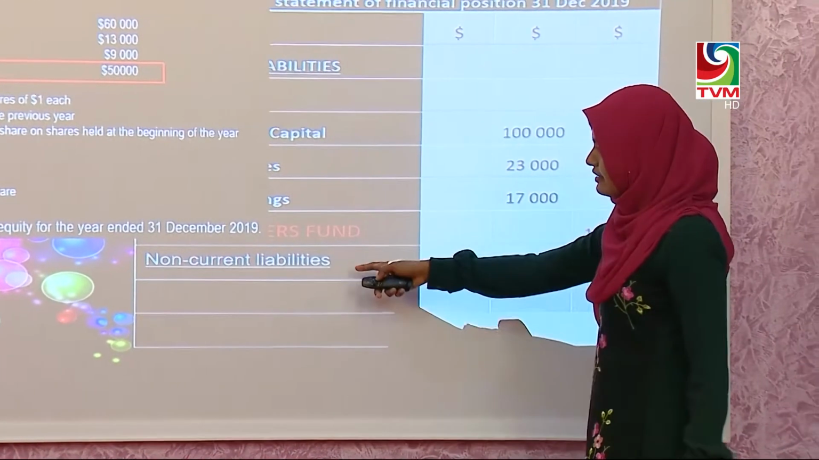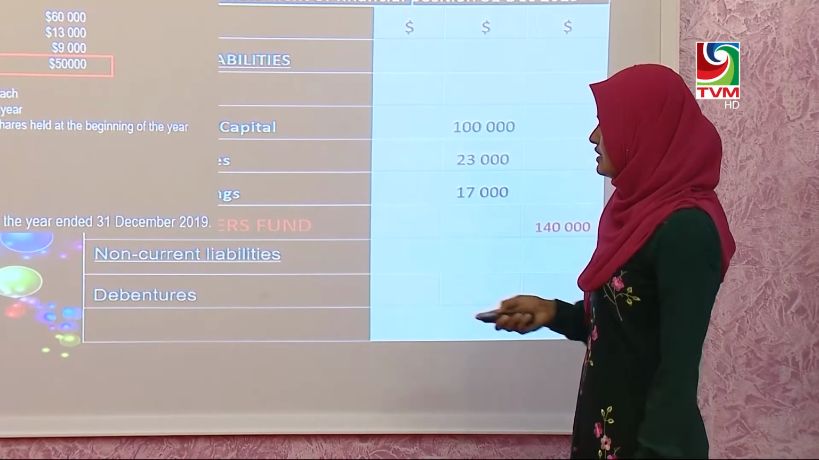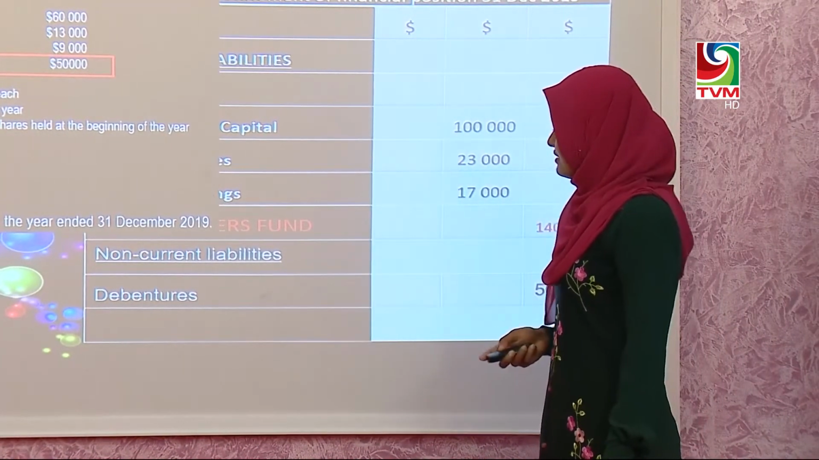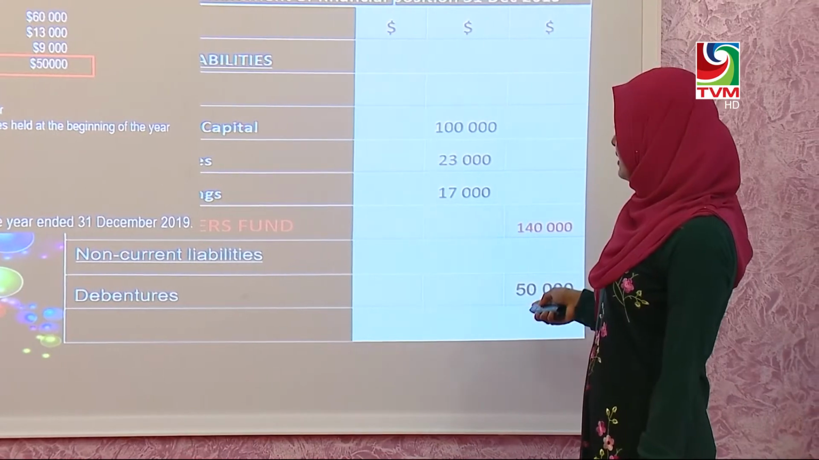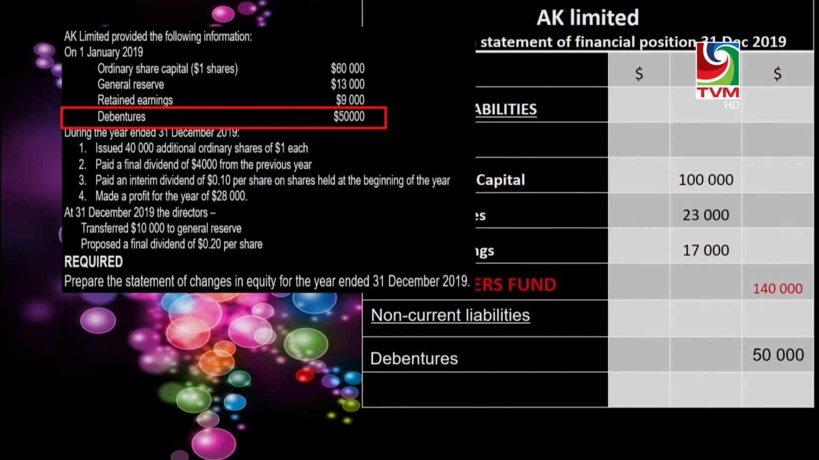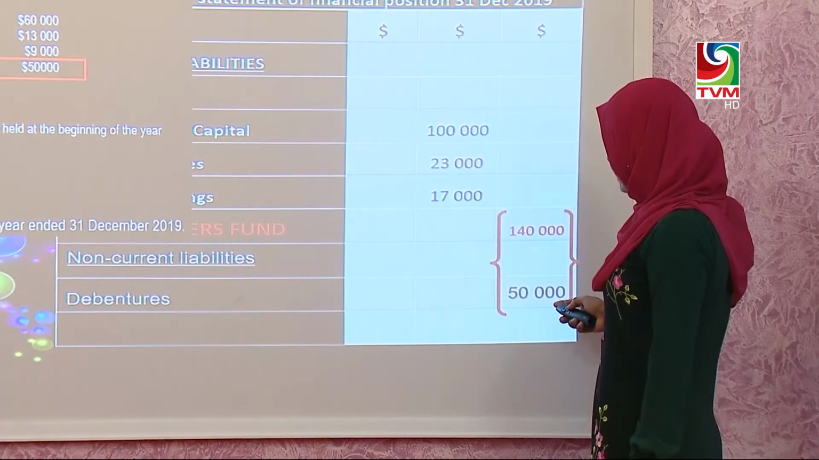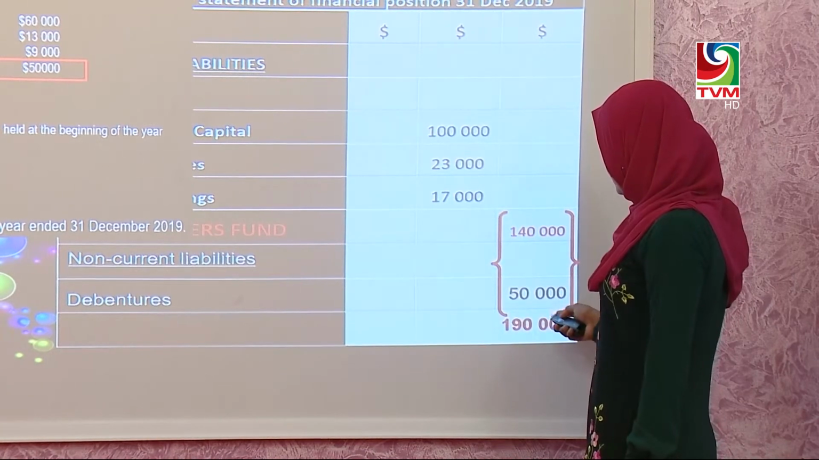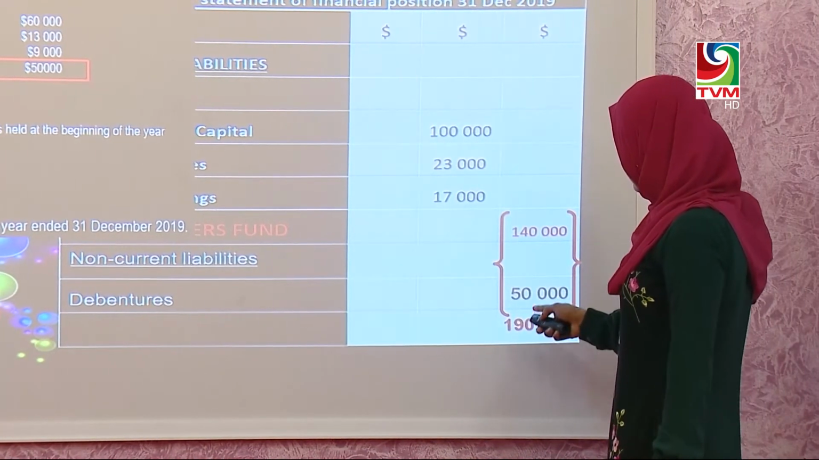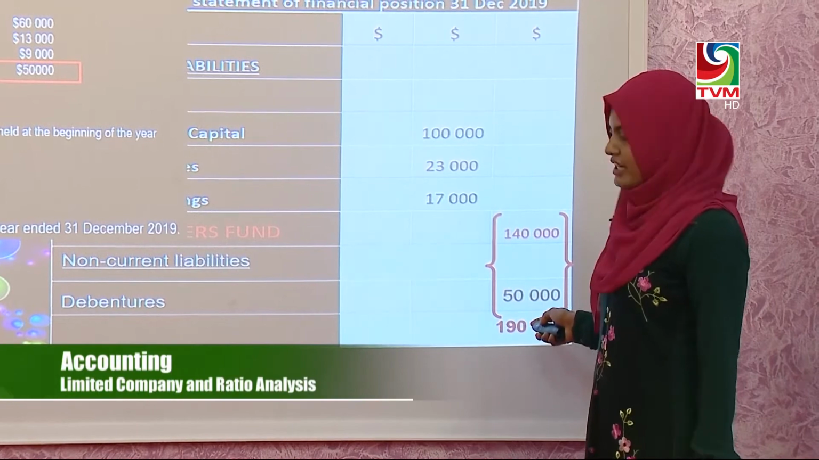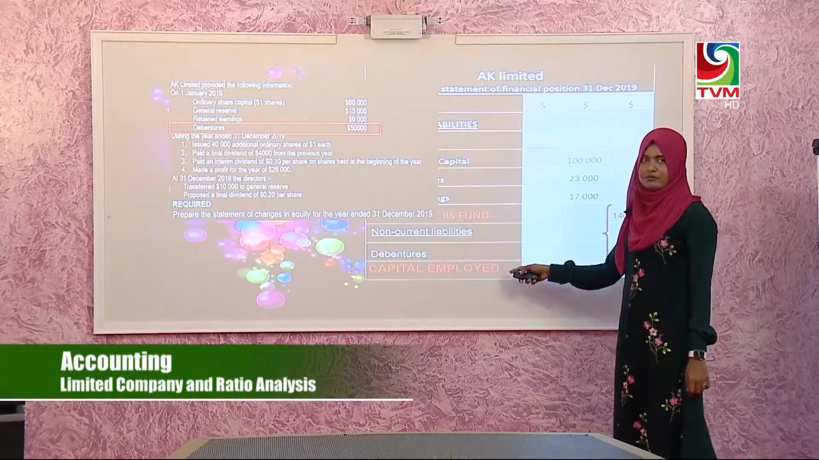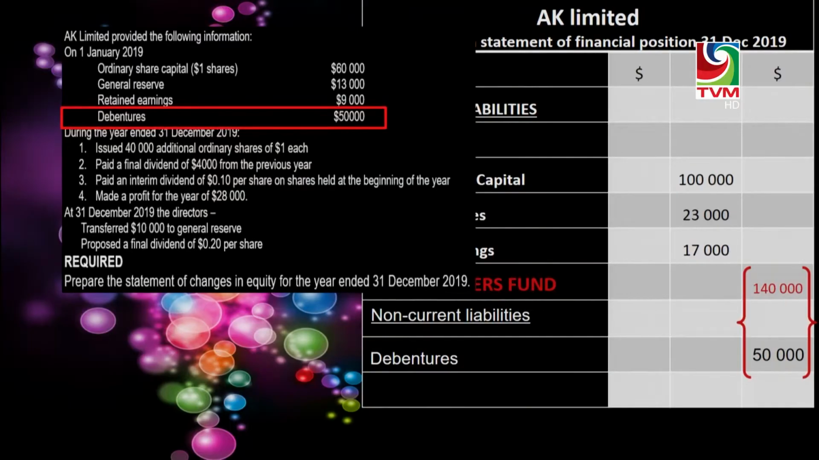So here under the heading non-current liabilities, you need to show the debentures 50,000, and once you record this debenture here, you need to add the shareholders fund with the non-current liabilities. So the total you get over here is 190,000. This is defined as the capital employed of the business. That means that is the total fund of the business.